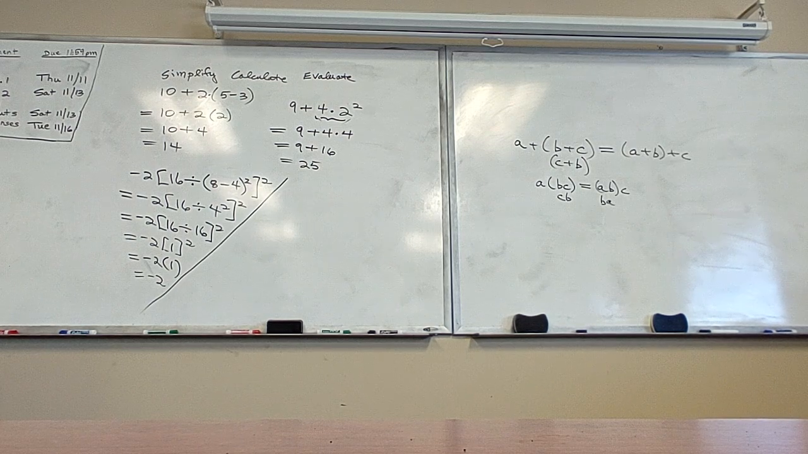But you have to look at it and recognize which of the properties are they talking about here. Are they adding 0? Are they multiplying by 1? Are they adding the inverse? Are they multiplying by the reciprocal? Are they swapping the order around? Are they grouping different ones to start out with? So you look and see what they're doing, and then you name the property that they're using. Okay.